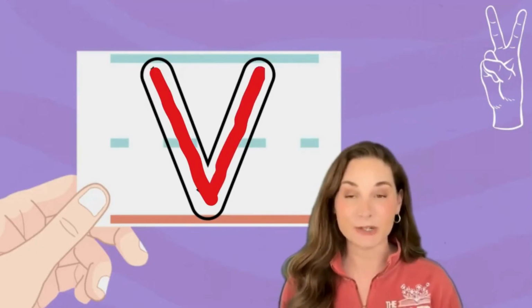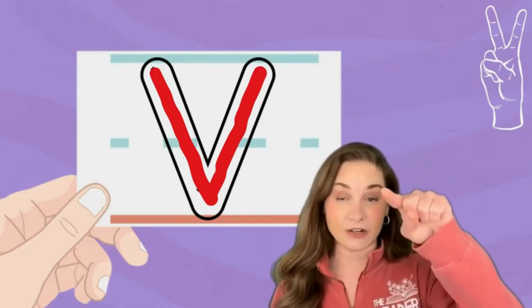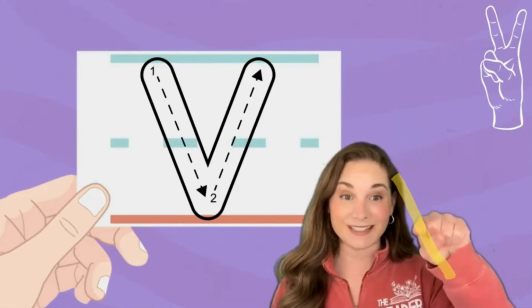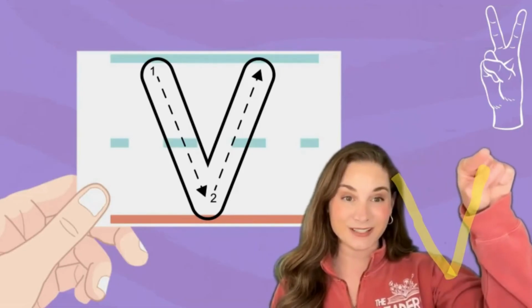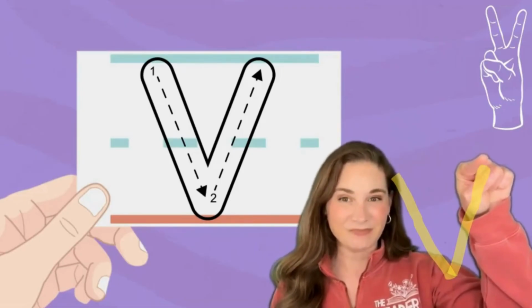Now let's trace that letter in the air. Let's do a V together. Starting at the top, do a slanted line down to the bottom. Stopping at the bottom, do a slanted line back up to the top. That's how you write the letter V.